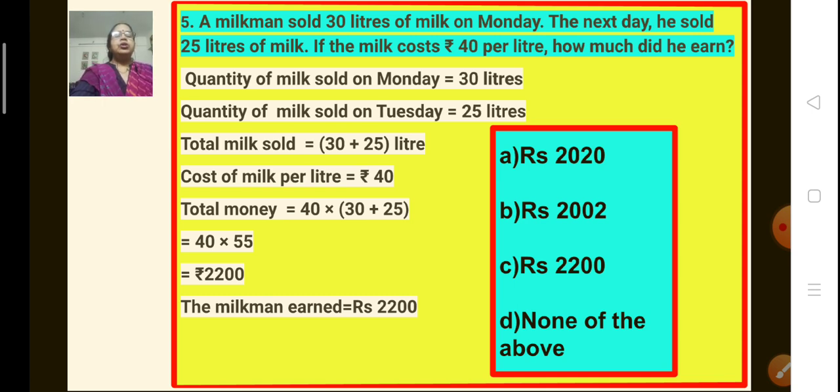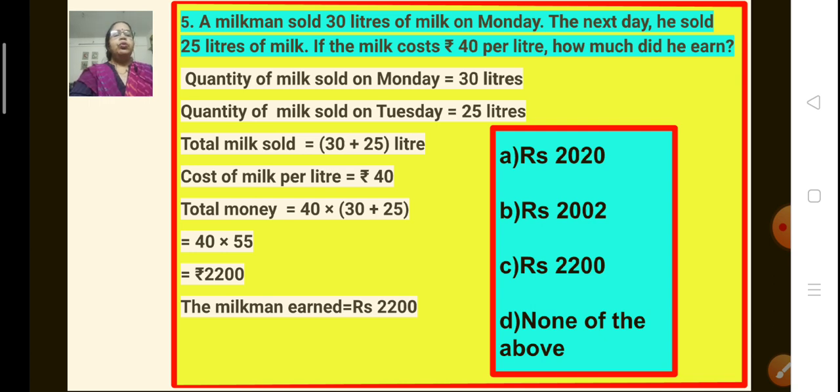A milkman sold 30 liters of milk on Monday. The next day he sold 25 liters of milk. If the milk costs rupees 40 per liter, how much did he earn? First we have to find the total quantity of milk sold by the milkman, and then we have to multiply it with 40, because 40 rupees is the cost of 1 liter of milk. So the total liters of milk will be multiplied by 40 to get the money that he earned.